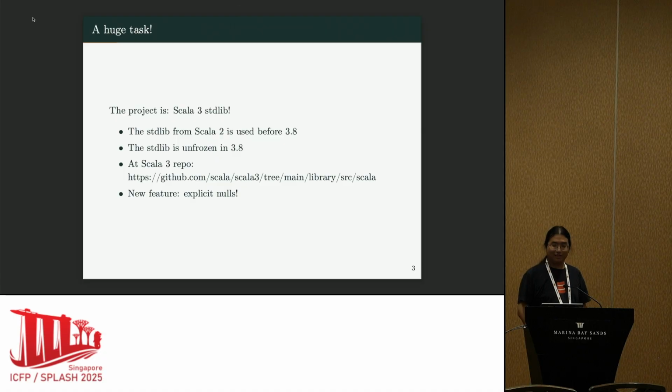The truth is, this is the task I was given a few months ago. The project we want to migrate is the Scala 3 standard library. Before 3.8, we used the standard library from Scala 2, but unfortunately, we couldn't use any new features from Scala 3. So the standard library itself is unfrozen in 3.8, which is a good opportunity for us to enable these new features. You can check the new standard library in this link. And the new feature we want to use is Explicit-nulls.